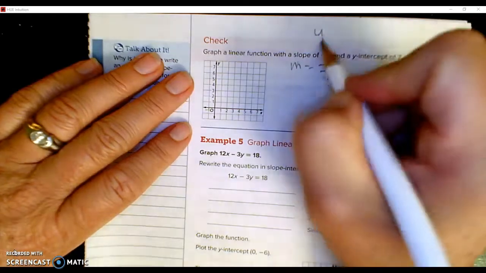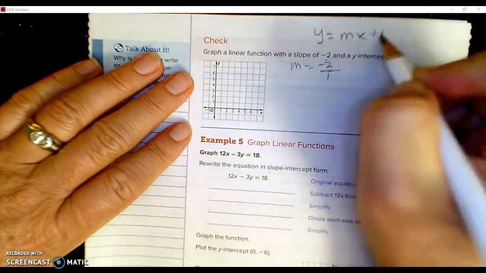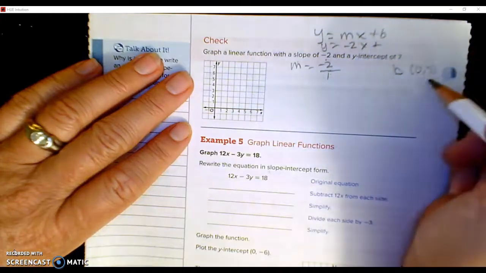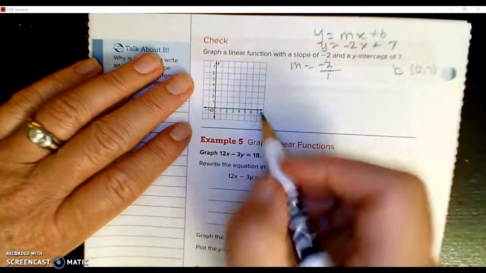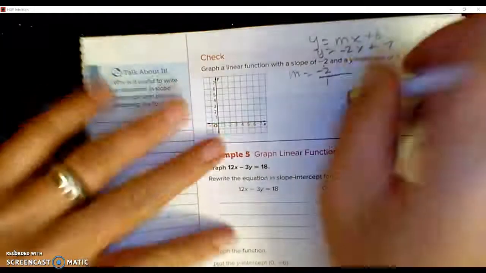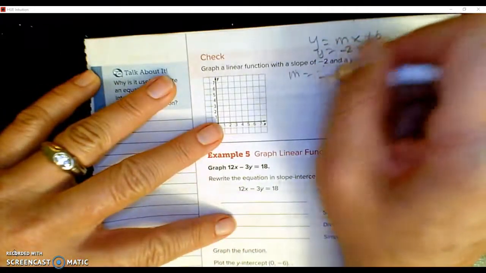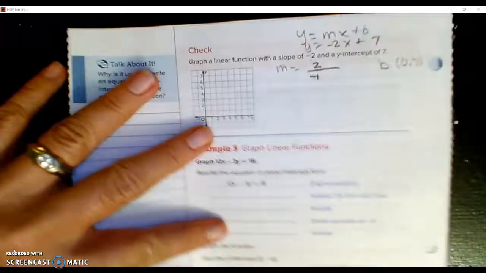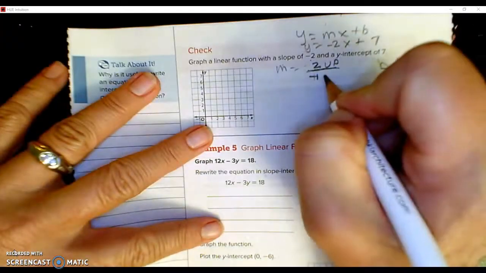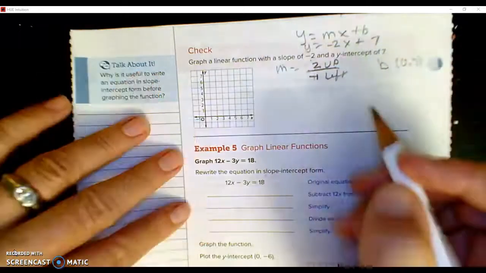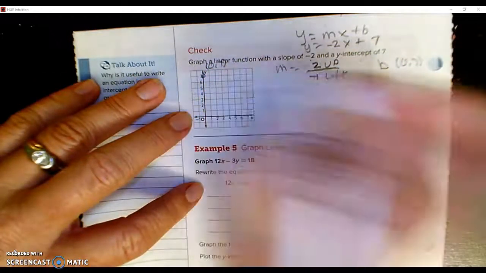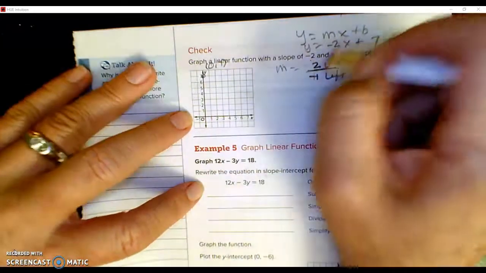B is 0, 7. My equation then is going to be, my slope is negative 2x plus 7. No biggie. All right, let's do it. This time, though, I'm going to put the negative sign at the bottom, just to show you. We're going to go up 2 and left 1. So go to 0, 7. Isn't that nice? They gave it to us already. And, oh, I can't go up 2 and left 7.